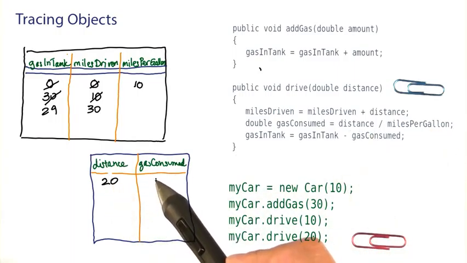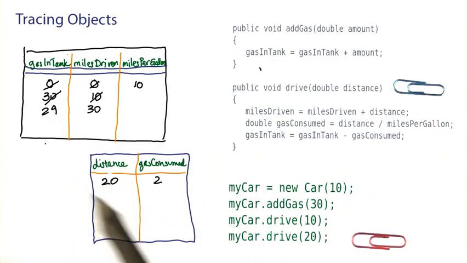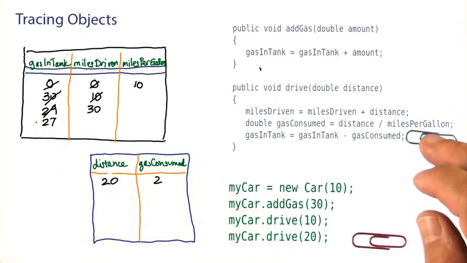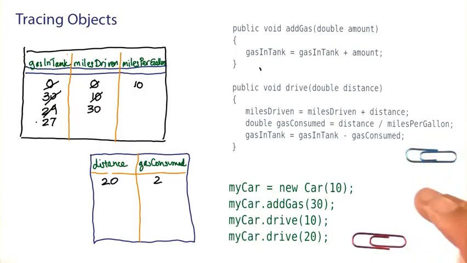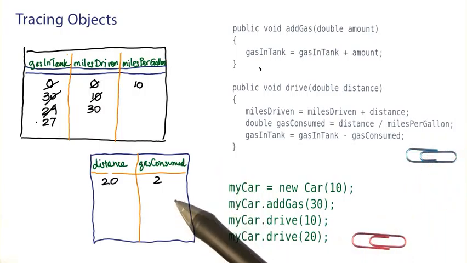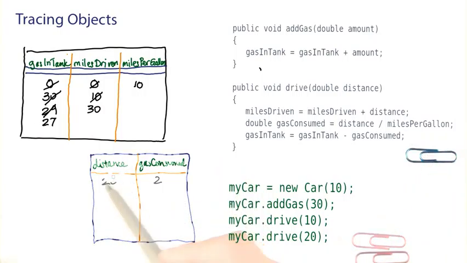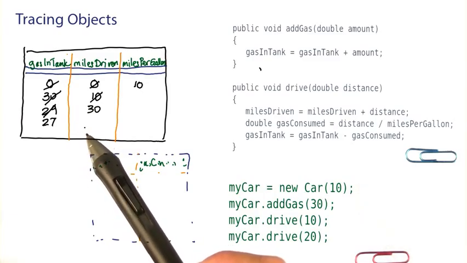Gas consumed is distance over miles per gallon. That's 20 by 10 or 2. Gas in tank was 29. Minus 2 is 27. So now we've executed the 3 steps in this method. This method is now finished. And once again, the local variables go away. And we're done. And this is the remaining state of the object.